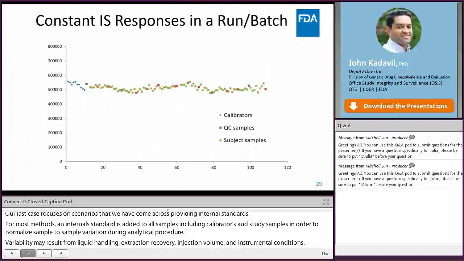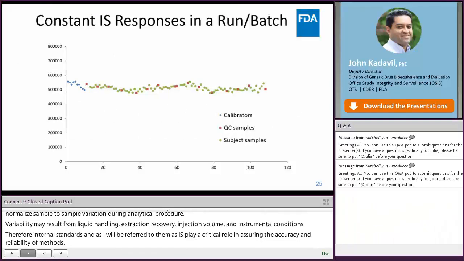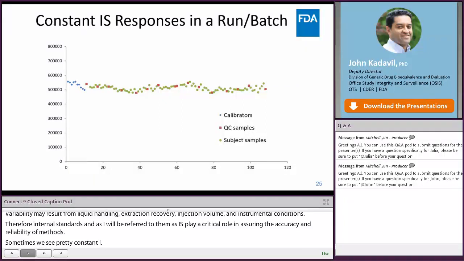Sometimes, we see pretty constant IS responses in all samples across an analytical run. Here, IS responses show minimal variability in calibrators at the beginning of the run, QCs interspersed throughout the run, and subject samples.